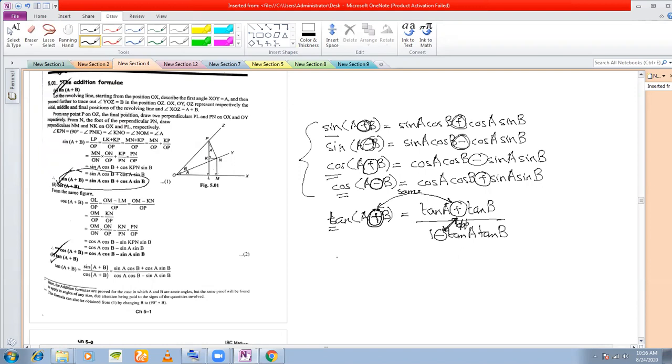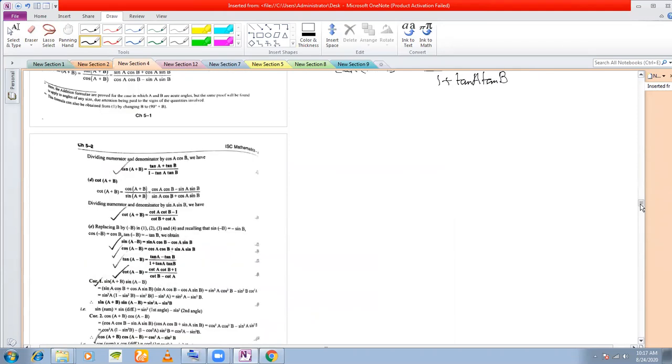Understood? So let me write tan A minus B also. Tan A minus B. In this case, as I told you, this and this will be the same. So this will become tan A minus tan B by 1 plus tan A tan B. Okay. So this is your compound angle formula for tan.